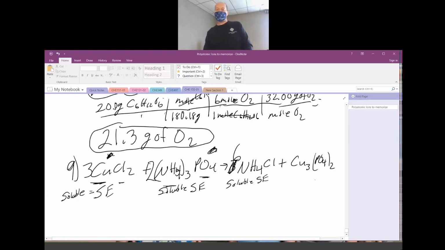Copper 2 phosphate. Phosphates are insoluble unless you are a lithium, sodium, potassium, or ammonium salt. This is a copper phosphate. This is insoluble. All right, so when you are insoluble, you are a weak electrolyte, and you put solid there.